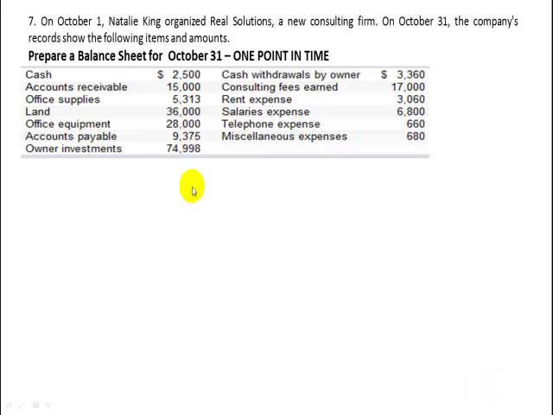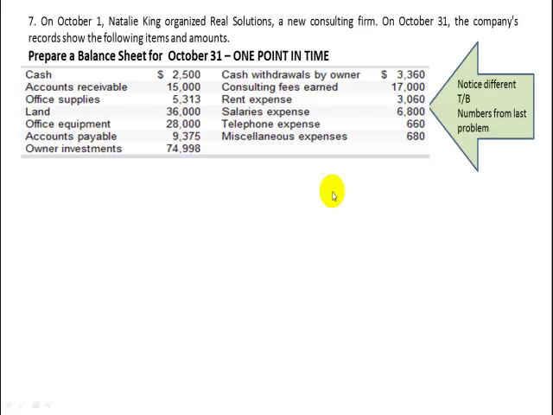All right, looks like we have the same Natalie King, Organized Real Solutions, new consulting firm on October the 1st. And October 31st, the company records the following items, and we're supposed to put together a balance sheet. A balance sheet shows what the assets, liabilities, and owner's equity are at one point in time. In this case, Halloween night.